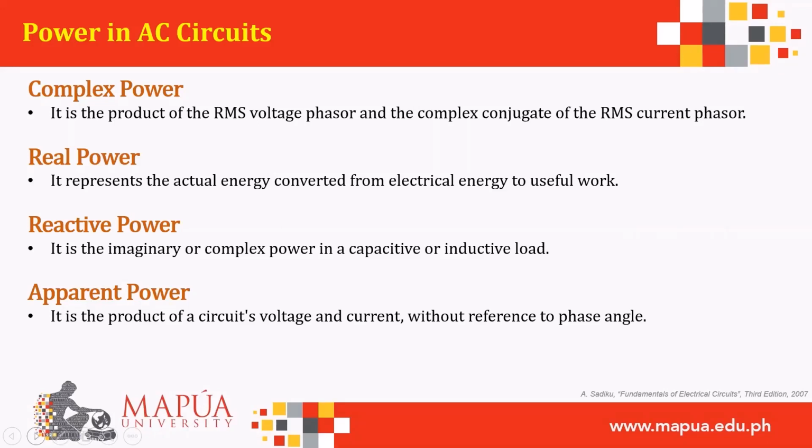Apparent power. It is the combination of reactive power and true power, and it is the product of a circuit's voltage and current without reference to phase angle.